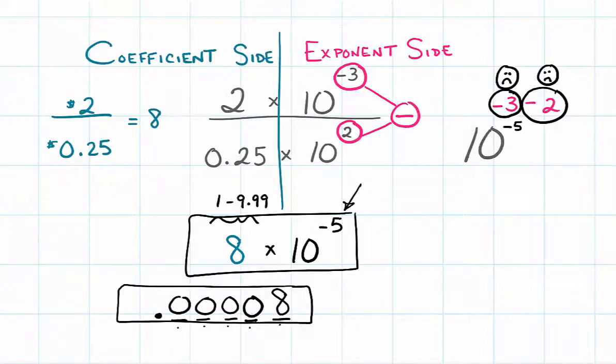So negative exponents are going to create very small decimal numbers. Positive exponents are going to create really large numbers. And remember that when we are dividing scientific notated numbers, we are dividing the coefficients, but we are subtracting the exponents.